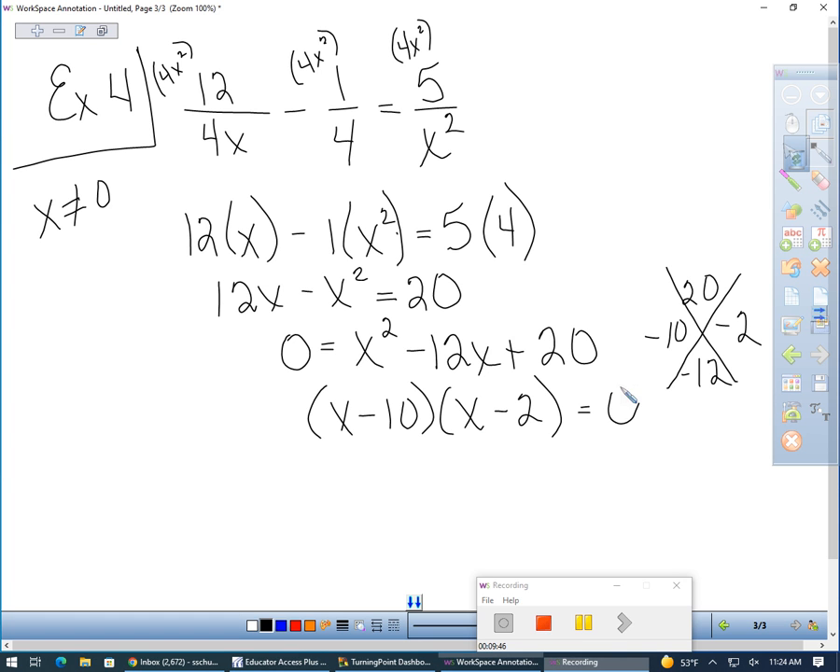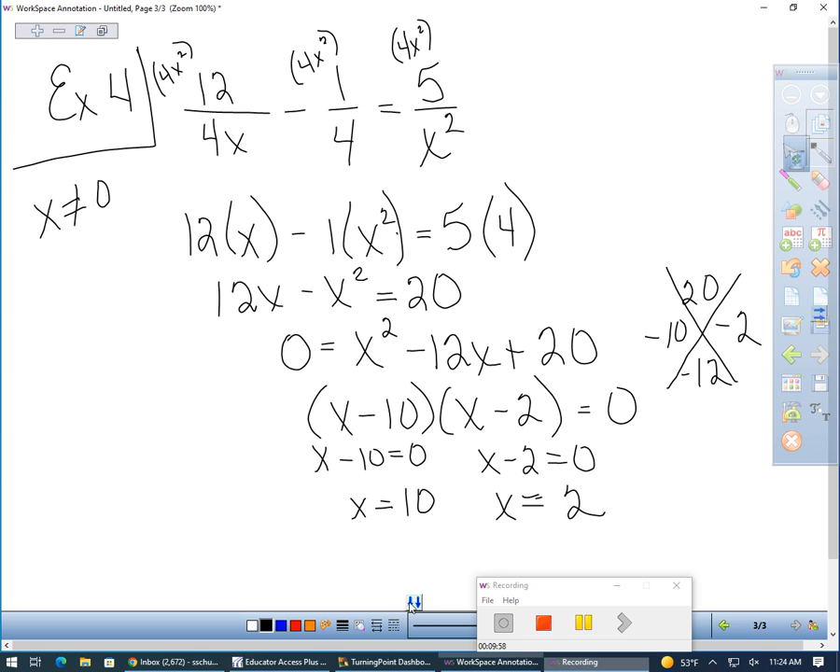Then I would go ahead and set each of those factors equal to 0. So x equals positive 10. If I have x minus 2 equals 0, x equals positive 2. And again, neither of those are restrictions, so both of those answers are good.